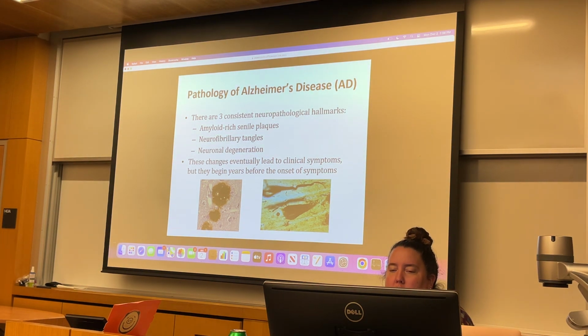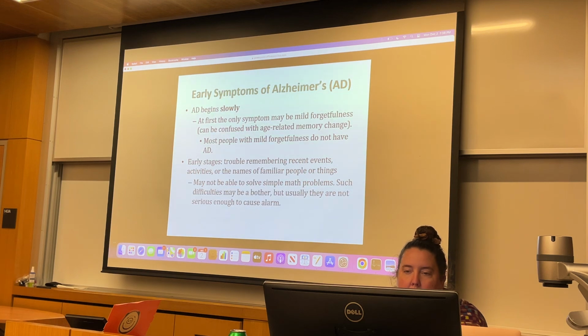And neuronal degeneration, so the nerves themselves start to degenerate. These changes eventually lead to clinical symptoms, but they begin years before the onset. So with Alzheimer's, a lot of people won't know they have it until they start having symptoms, even though the damage has progressed to a certain point by then. Alzheimer's disease begins slowly, for the most part. That is not always the case, but for the most part, it begins slowly.